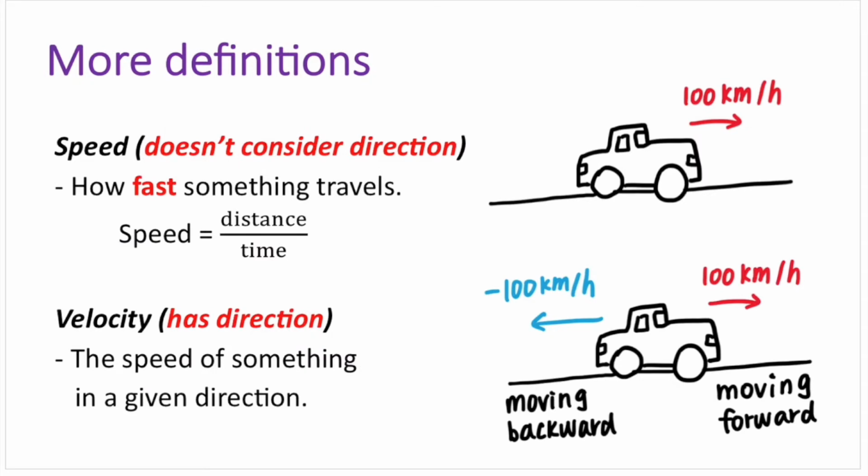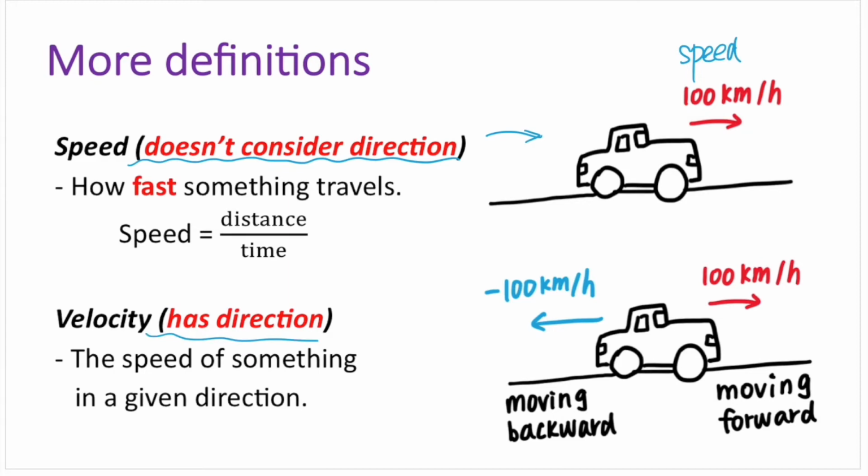So we have just compared distance and displacement or position. Let's now compare speed and velocity. Speed is how fast something travels. We also know the formula that can calculate speed is distance over time. And speaking of speed, we don't care about the direction. It doesn't matter which direction you travel in, the speed would just be the speed. If you look at the picture on the right, this car is traveling at 100 kilometers per hour, then this would just be its speed.